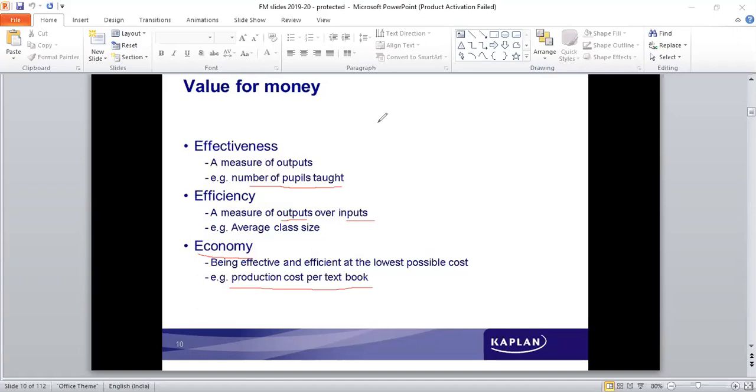Efficiency, when all the things are taken care of, then they are effective for the total class of students for which the teaching is taken up.